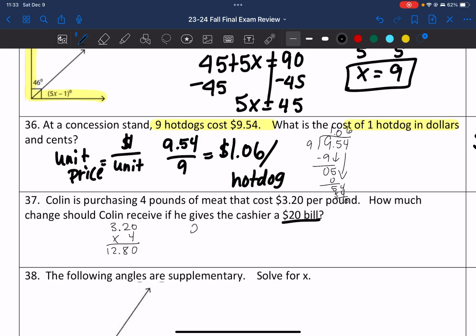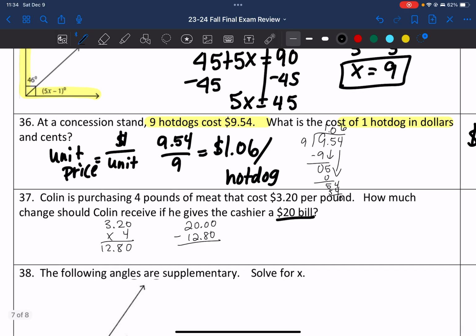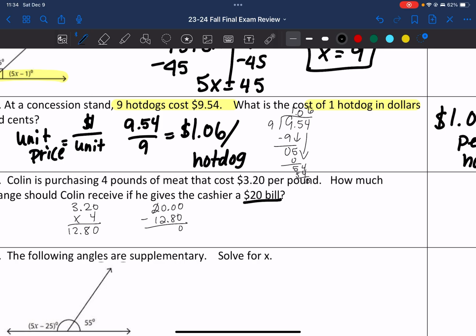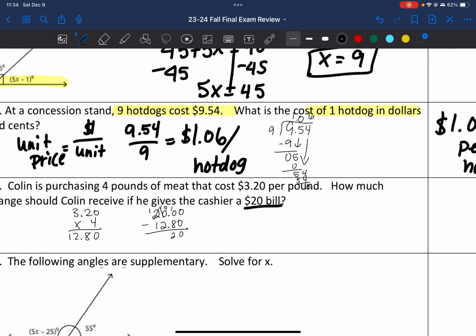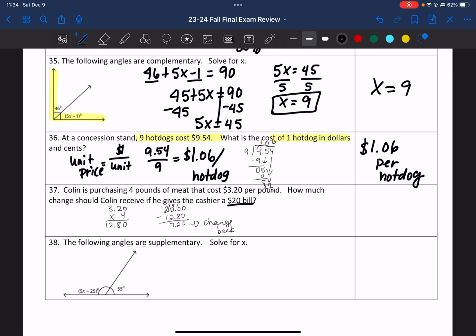Now, he's given a $20 bill, so we're going to have to subtract to see how much he's going to be given back. 0 here. We're going to have to borrow. 10 minus 8 is going to be 2. 9 minus 2 is going to be 7. 1 minus 1 is 0. So that means that he is going to receive, in change back, $7.20 in change. Okay. So here, let's move on to the next question.